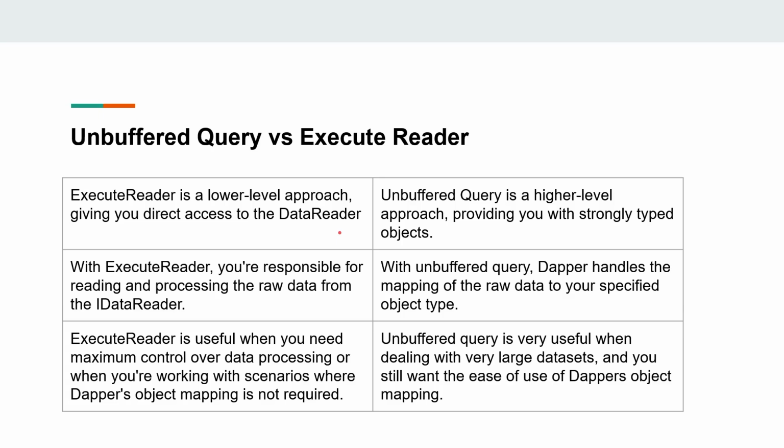Now let's understand what is the difference between unbuffered query and execute reader. Execute reader is a lower level approach. This gives us direct access to the data reader. Unbuffered query is kind of a higher level approach. This provides us strongly typed objects. So guys, under the hood, when we are using unbuffered queries, it will actually use an execute reader. Unbuffered query provides us an additional feature, that is object mapping. And object mapping is not available when we are using an execute reader.